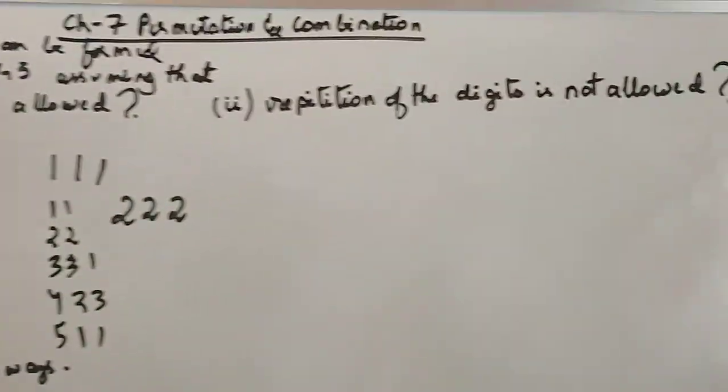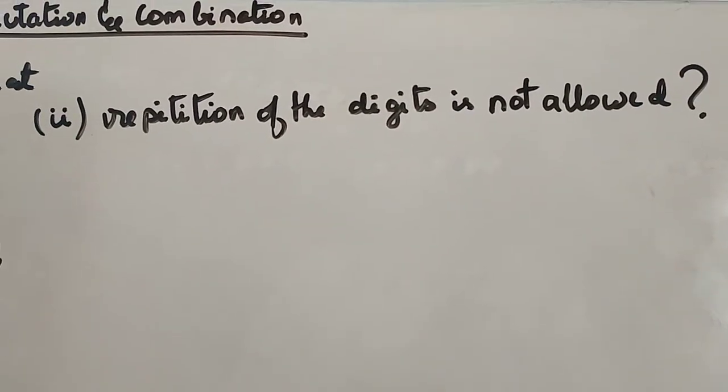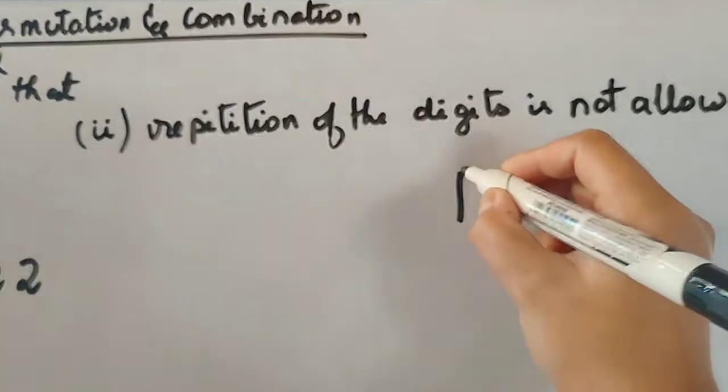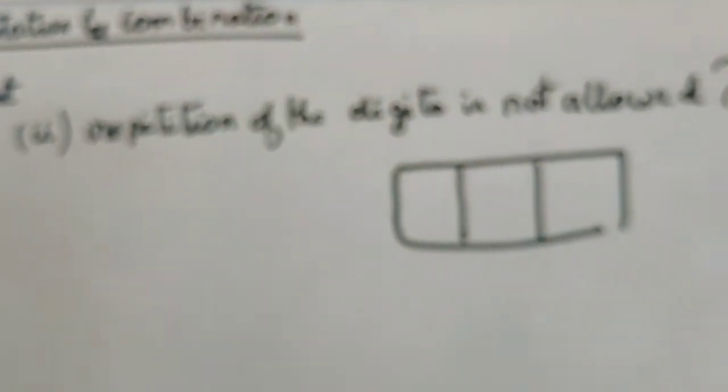Now next, repetition of the digits is not allowed this time. So we need to form a 3-digit number. Make a box.